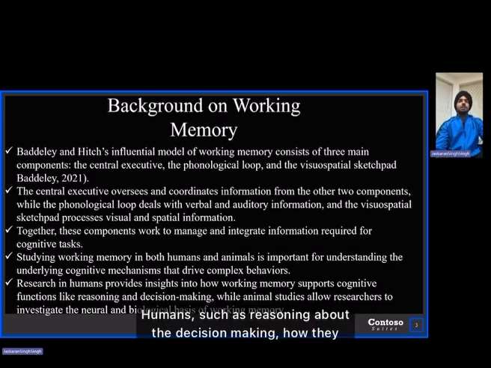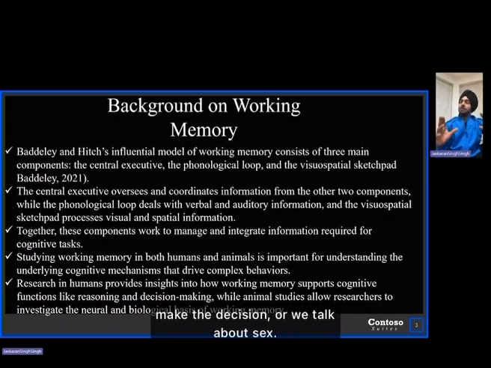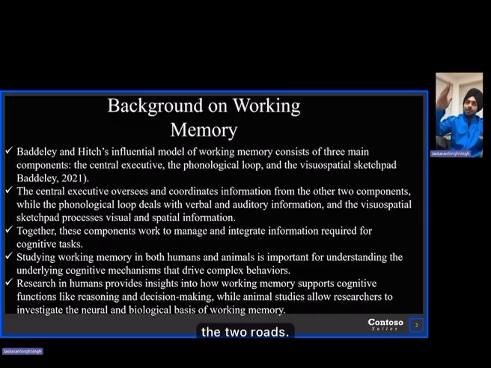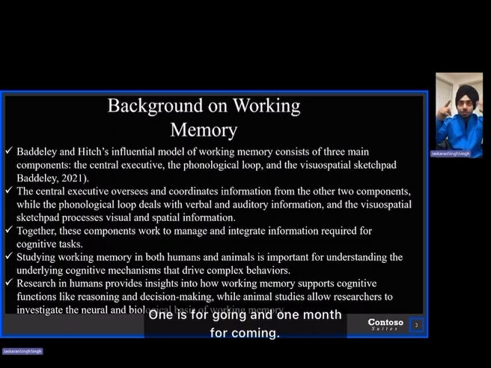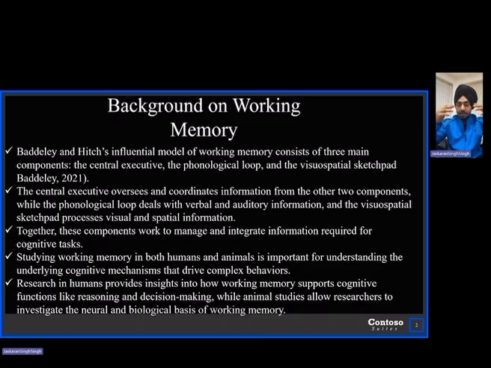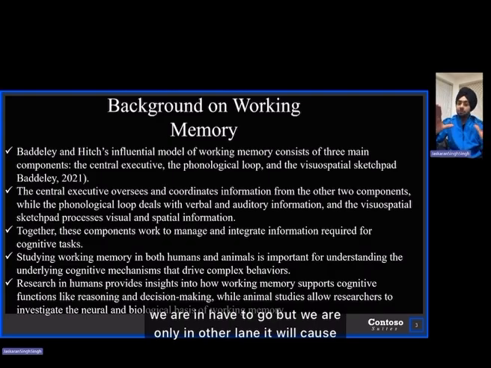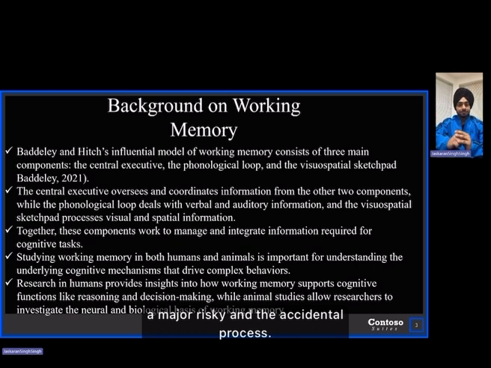In humans, this involves reasoning and decision making, how they make decisions. Let me give you an example. There are two roads, one for going and one for coming. It is our mental process, and our memory, our brain, tells us which route we should follow. If we have to go but we are on the other lane, it will cause a major risk and accidents.